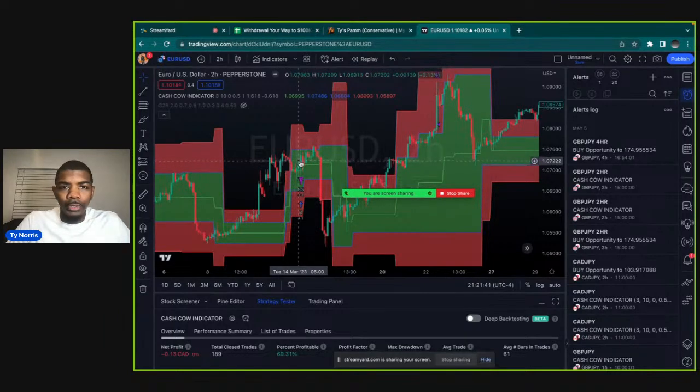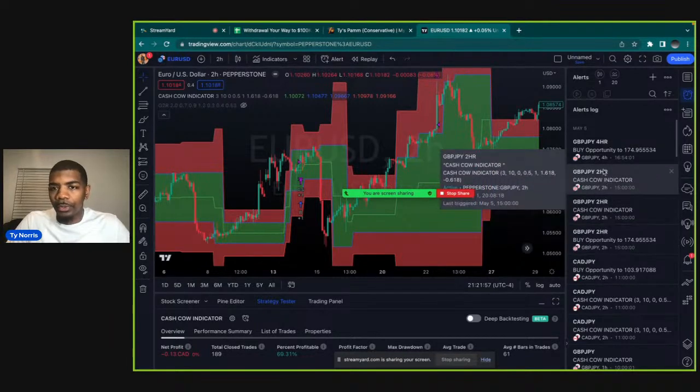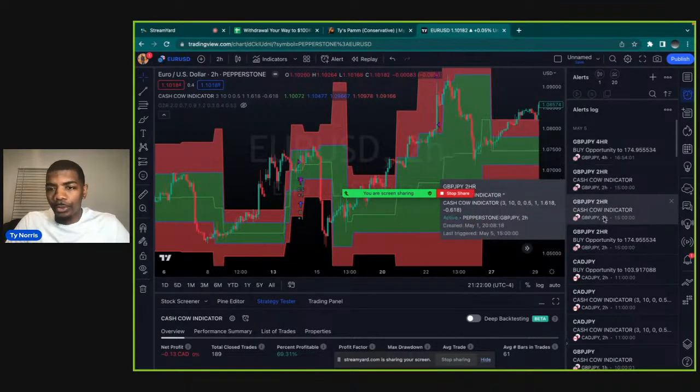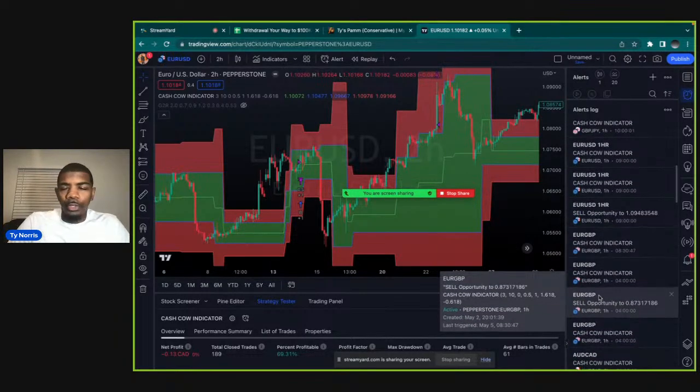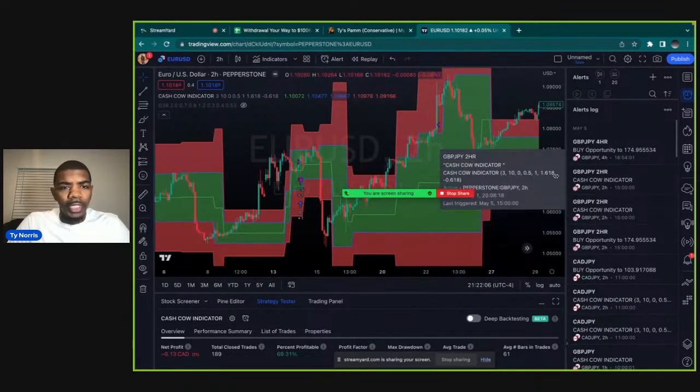Just like another situation like this one, you got the buy opportunity. You could have sold it on Euro USD. And this is another reason why I only use high time frames. I only use anywhere from 1 hour and above. So if I'm trading, as you can see from my alerts over here as well, it's the 4 hour charts, 2 hour charts, 1 hour chart. I don't use the smaller time frames.